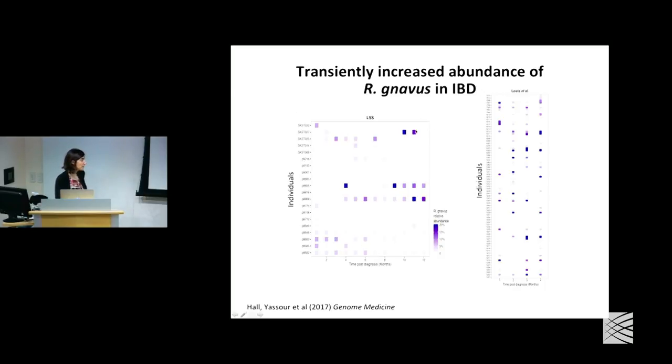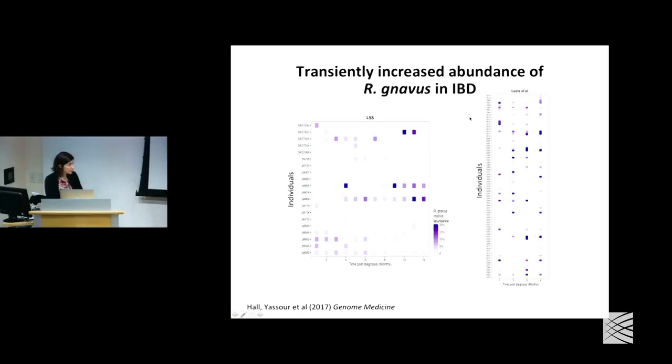And these time points are colored by abundance of R. navis. So what you can see here is that we're observing transient blooms. In a given individual, you'll have very, very low abundance of navis, and then you'll have a bloom. And we saw this over and over again in different samples.